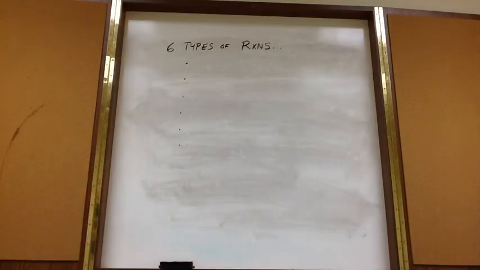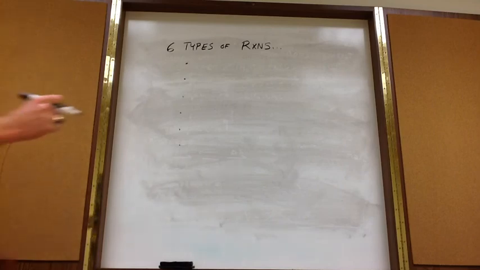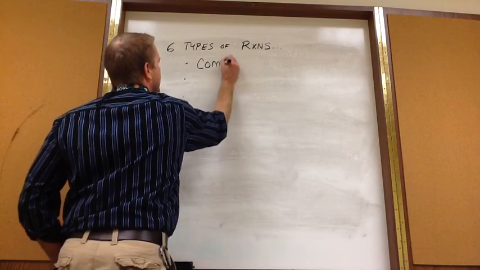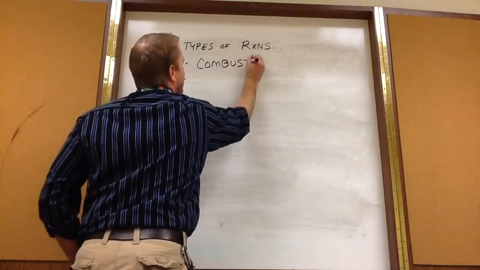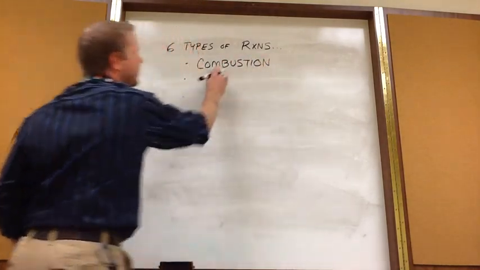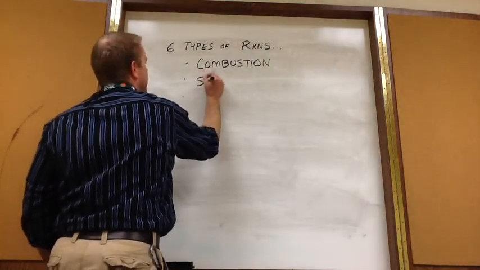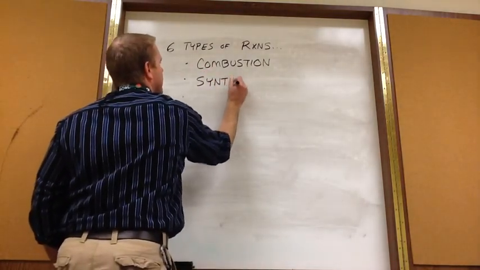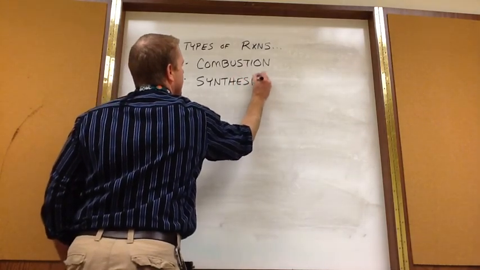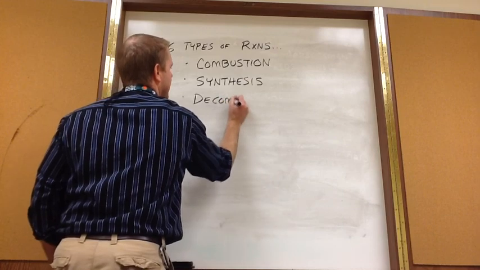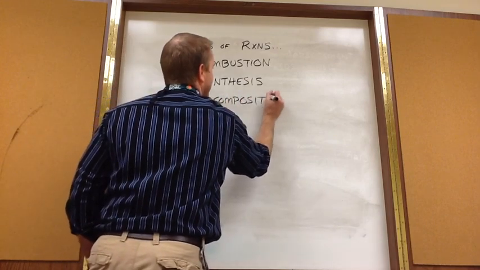There are 6 major types of reactions or classifications. The first one we'll study is called combustion reactions. You'll like combustion reactions the most. Why? Because these are usually associated with heat and fire. The second one is called a synthesis reaction. It's where we take things and put them together. Next one, decomposition reactions. So what we do is we take things apart.